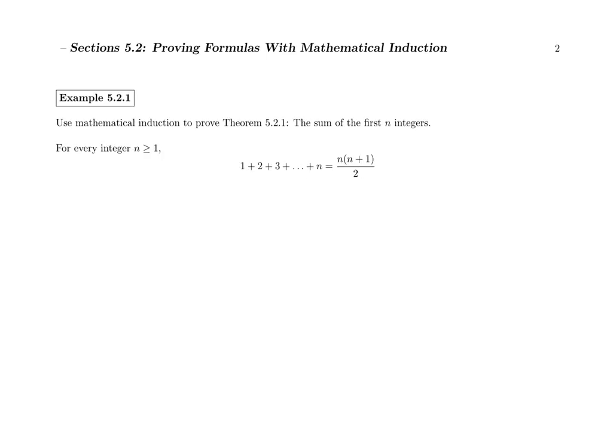Let's look at an example of how this would work. We want to use mathematical induction to prove theorem 5.2.1, the sum of the first n integers. For every integer n greater than or equal to 1, 1 + 2 + 3 + all of the other integers up through n is equal to the closed form n(n+1)/2. We could have written our expanded form on the left as the sum as i goes from 1 to n of i. We just wrote these all out in expanded form. That is our tie-in to section 5.1.